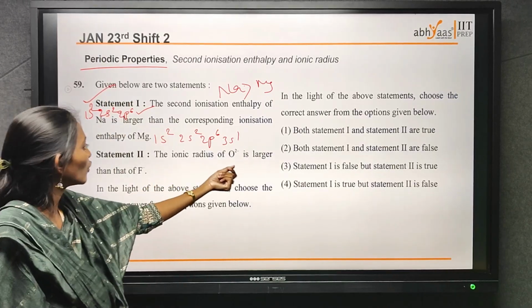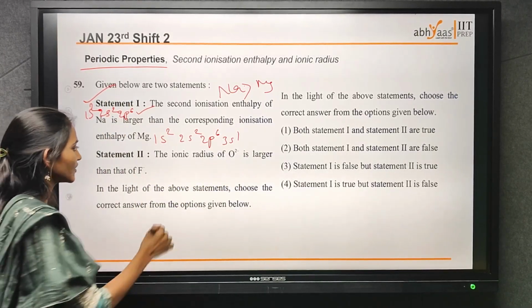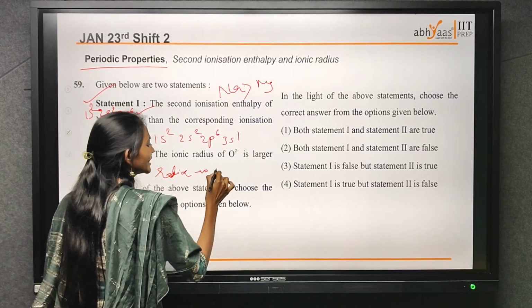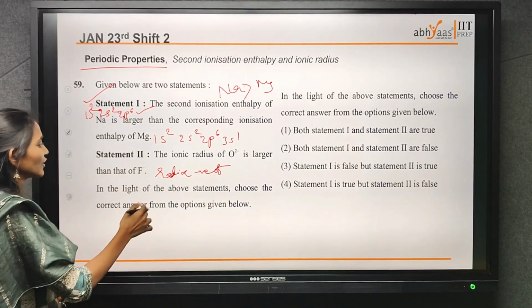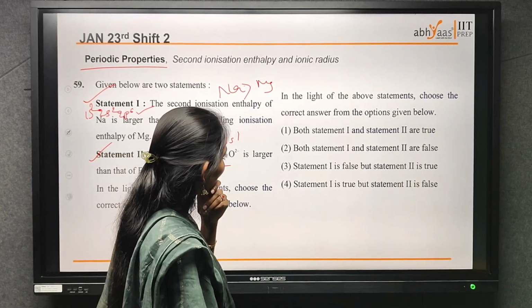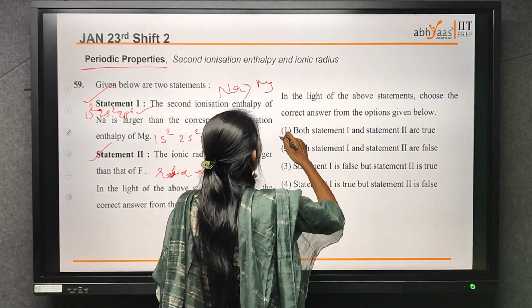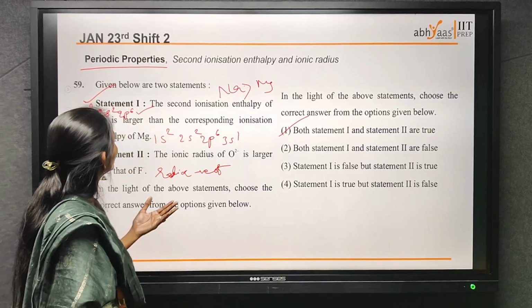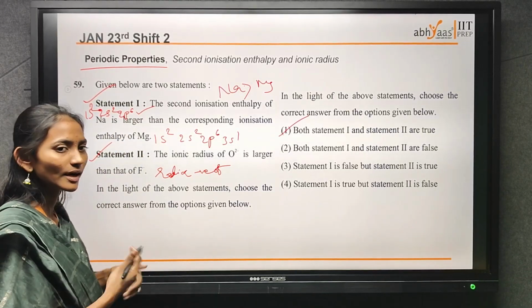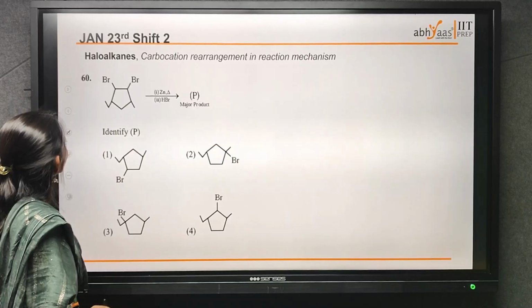The ionic radius of O2 is larger than that of fluorine. Here, the radius is directly proportional to negative charge, right? Hence the second statement is also true. Therefore the option will be statements 1 and 2 are true. Option 1 is your answer. Here the statements are NCERT based questions. I suggest you go through NCERT based questions.